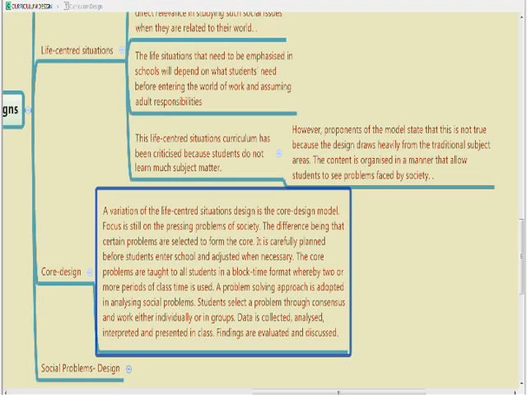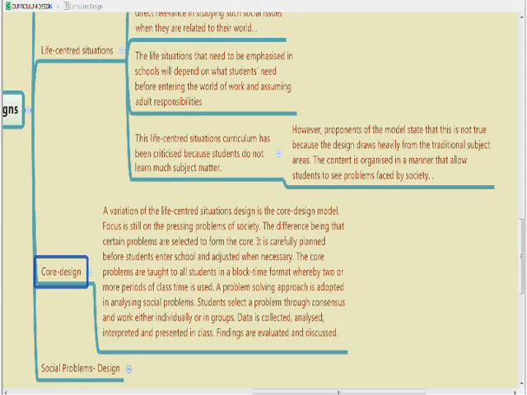Students select a problem through consensus and work on it, either individually or in groups. Data are collected, analyzed, interpreted, and presented to the class. Findings are evaluated and discussed. So it's almost the same thing, but in the core design the content is derived through core problems. If you answer this core problem, then these are the different things that one could learn. So it's designed that way, right?